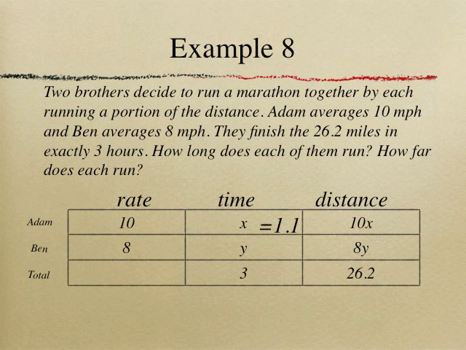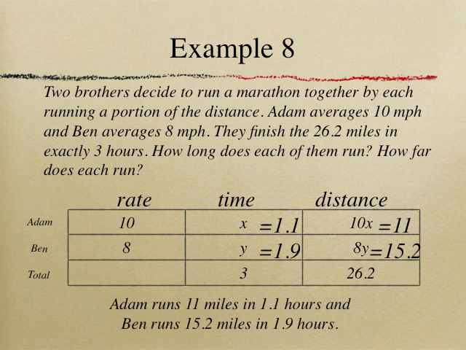So if we come back and look at the answers I have, 1.1 for x, 1.9 for y, that tells me I could go through and carry that over. So I have 11 for Adam's distance and 15.2 for Ben's distance. So it says how long does each of them run? We have their times. How far does each of them run? And we have their distances. Adam runs 11 miles in 1.1 hours. And Ben runs 15.2 miles in 1.9 hours.